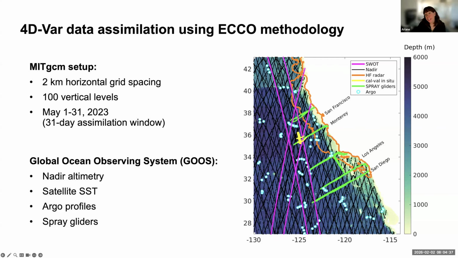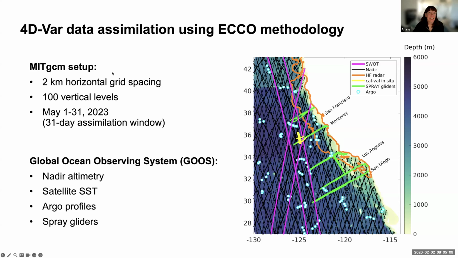And we chose that region because during the SWOT CalVal period, there was a crossover off the California coast. This was the 1 day repeat orbit, so we have 2 observations every day in this crossover region. And in addition, there were in situ instruments that were deployed. We have 2 gliders and 11 moorings in that region that give us more data to assimilate.